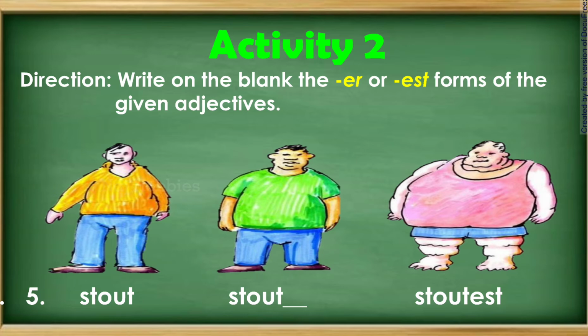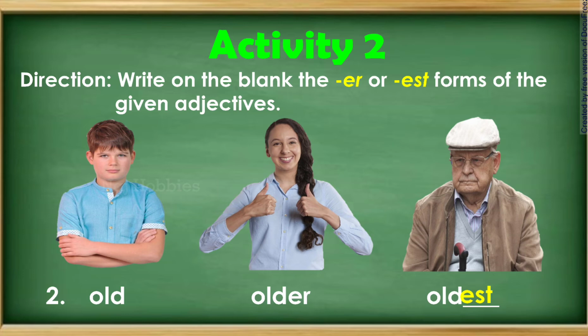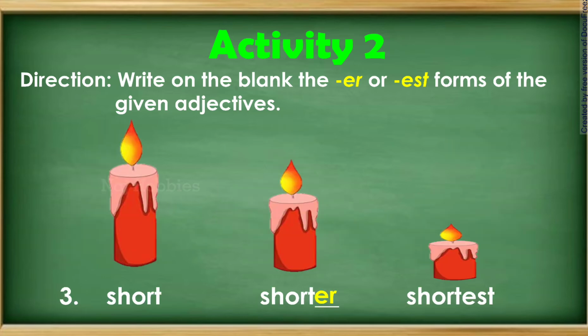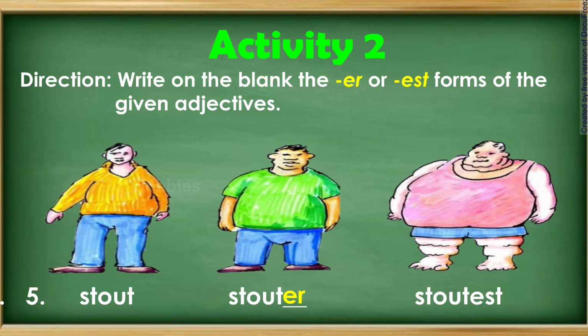Now, let's check your answers. The correct answer for number 1 is younger. Number 2, the correct answer is oldest. Number 3, the correct answer is shorter. Number 4, the correct answer is fastest. Number 5, the correct answer is stouter.